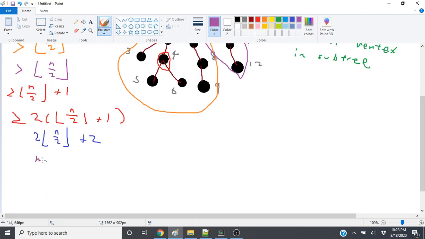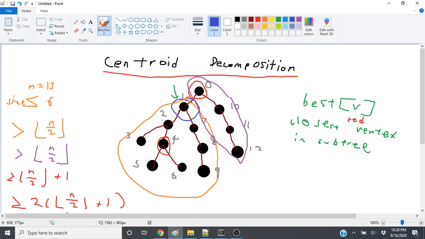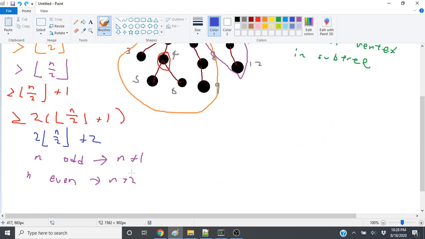All right, so if n is odd, then this becomes n plus 1, because this expression evaluates to n minus 1, and this expression evaluates to 2. So n minus 1 plus 2 is n plus 1, which is bigger than n. And if n is even, then this evaluates to n, this evaluates to 2, and so we have n plus 2. So in both cases, if this subtree is too big, and this subtree is too big, which we already know because we moved into it, then we have more than n nodes in the tree, which is obviously a contradiction. So that can't ever happen.